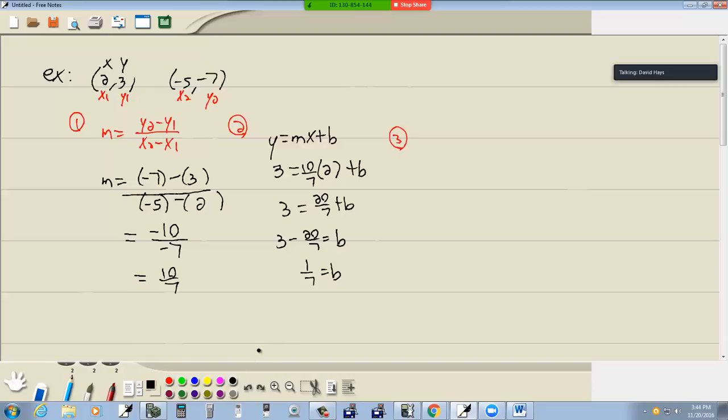And then step 3. Plug in m from step 1, which is 10/7. So we got y is equal to 10/7 x, and b from step 2, which is 1/7. And that would be your answer. Y is equal to 10/7 x plus 1/7.